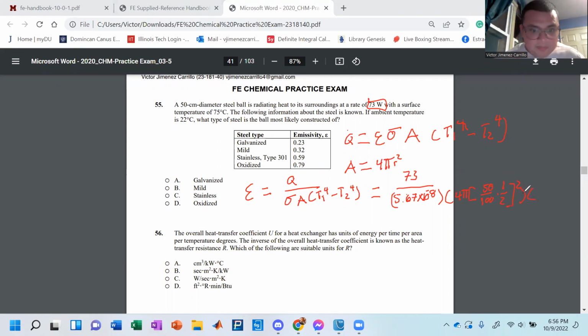Now the difference in temperature, which is just turn them into Kelvin first, so add 273 to both temperatures. 382 to the 4th minus 295 to the 4th. All of this you just plug into your calculator, and you'll get emissivity as 0.237. In other words, it is galvanized.